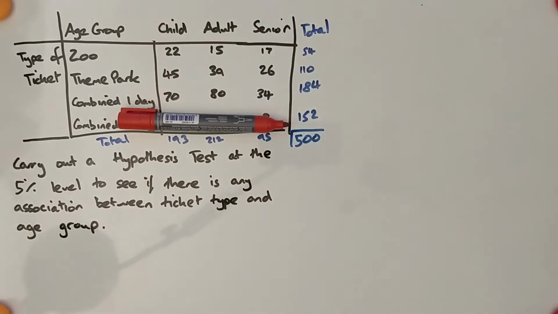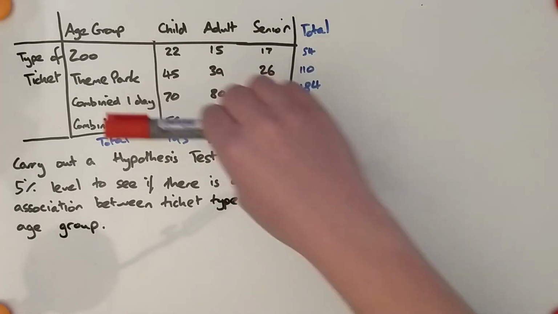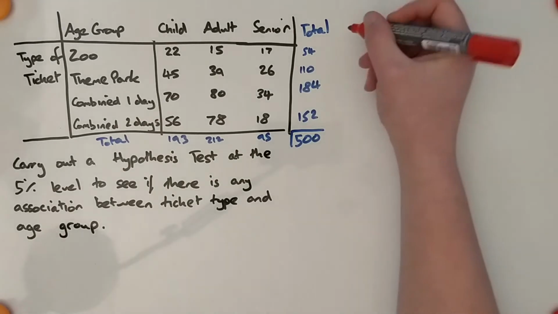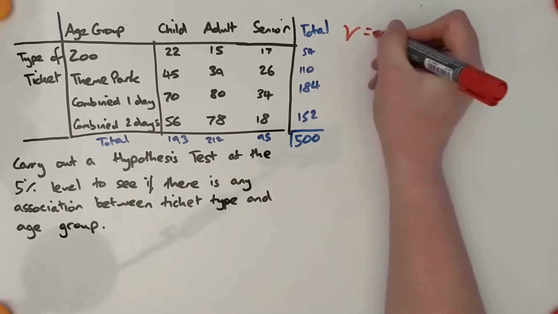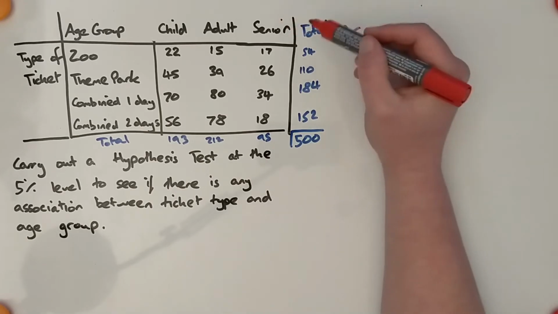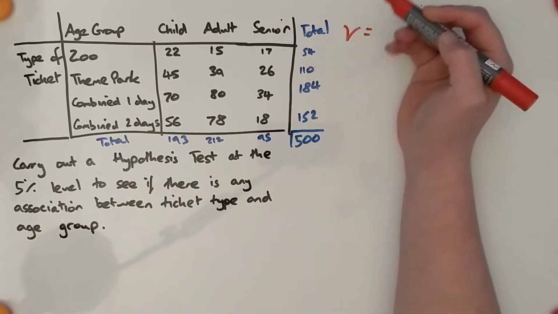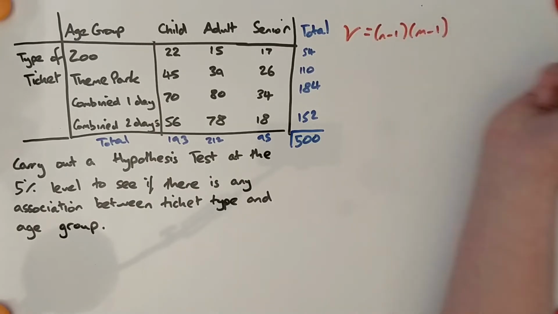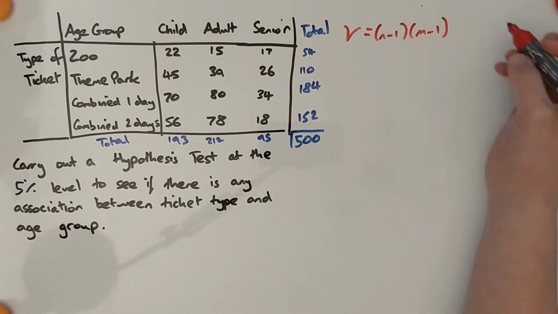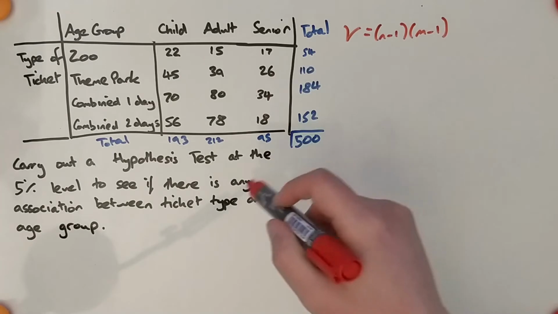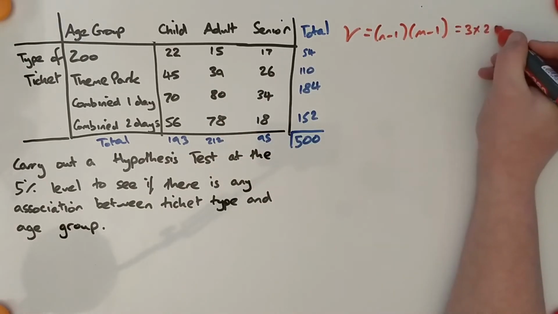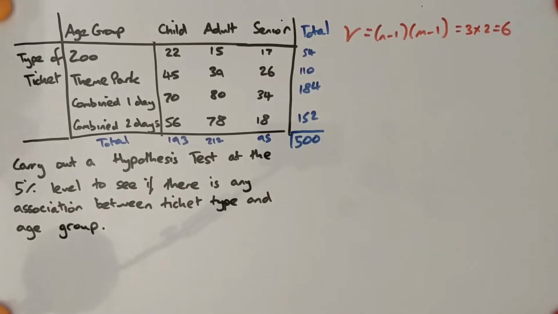So what we say is that the degrees of freedom, which we call nu, so if this is an n by m table, we do n minus 1 times m minus 1. So the degrees of freedom for this would be, because this is a 4 by 3 table, going to be a 3 by 2. So our degrees of freedom is 6.